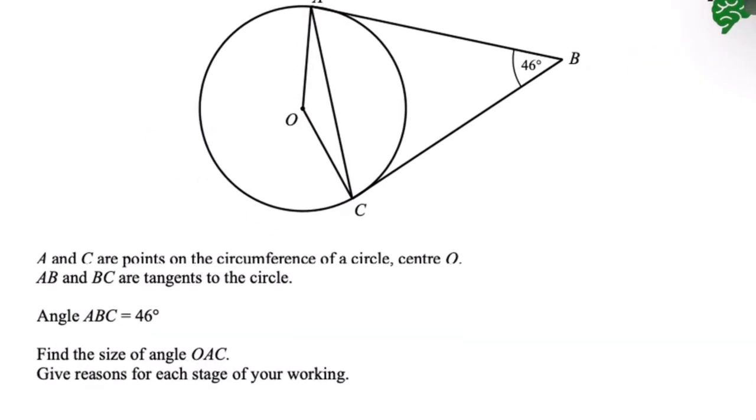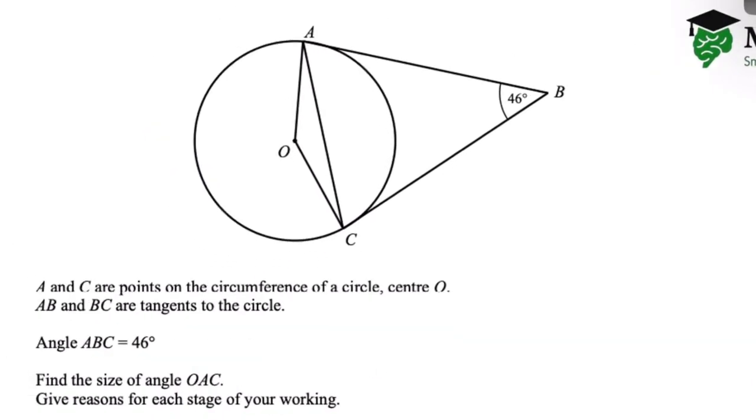It says A and C are points on the circumference of a circle, center O. AB and BC are tangents to the circle. Angle ABC is 46 degrees. Find the size of angle OAC and give reasons for each stage of your working. So that's what we have to do for this question. We look at it step by step, and we need to give our reasoning for each part of the answer.